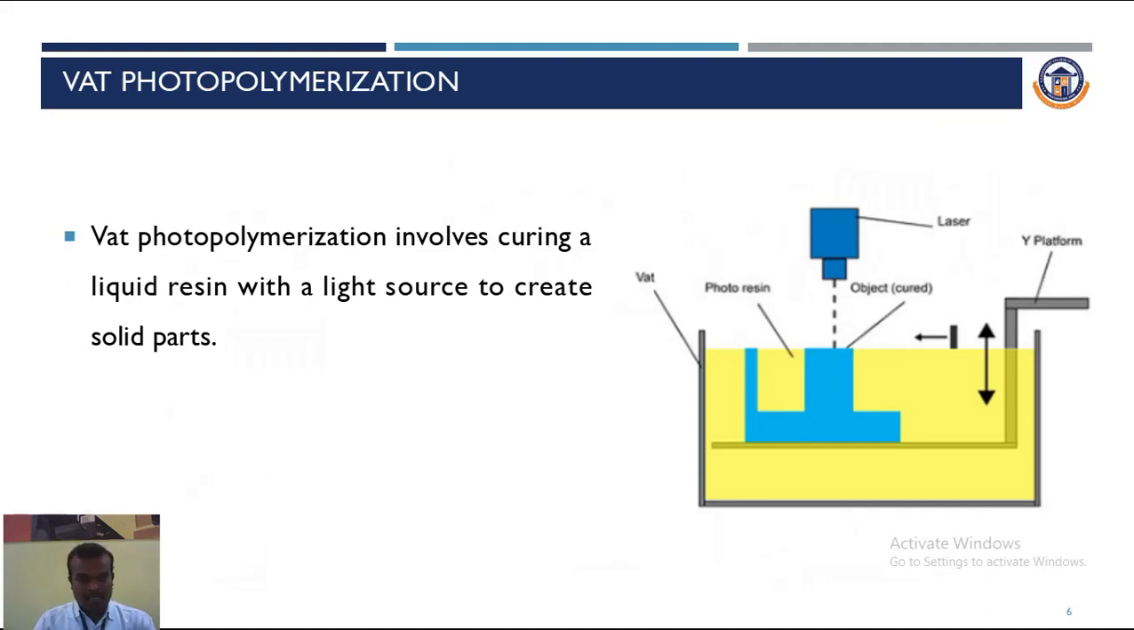Based on photopolymerization, we can use the SLA method. SLA means stereolithography. Another name for photopolymerization is the SLA method.